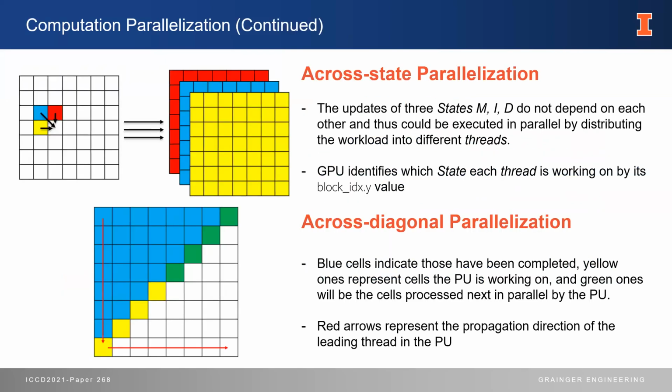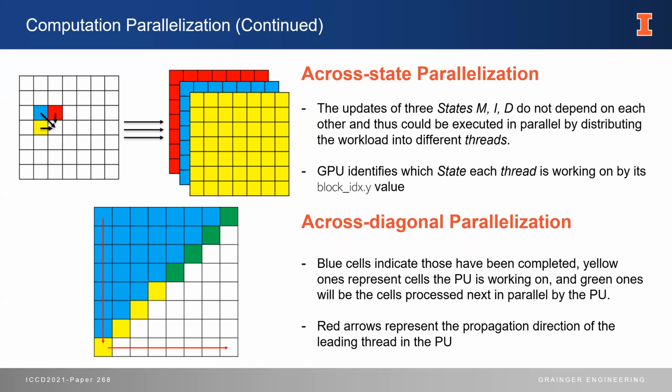So here are the computational parallelizations. The across-state parallelization means the match, insertion, and deletion states, referred to by the different colors here, are independent and can be organized to run together. But this requires us to have a way to identify which state each thread is working on.